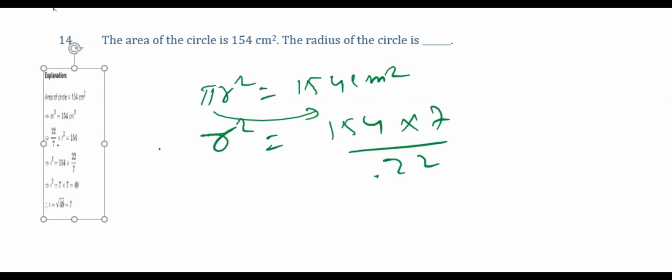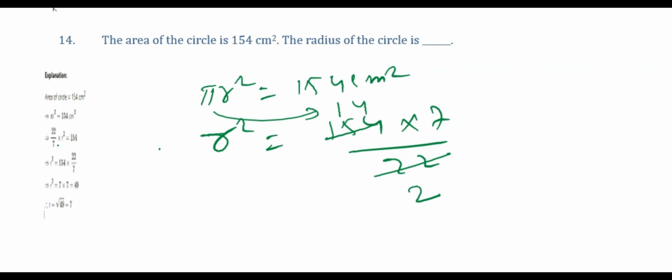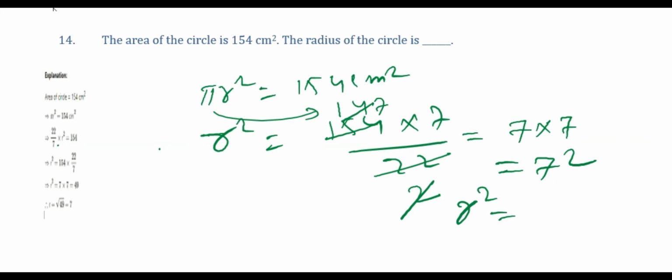Here you can write 11 twos are 22, 11 ones are 11, and 11 fours are 44, right? So again 2 cancels, 14 by 7, then 7 into 7, and then it becomes 7 square. So r square equal to 7 square. You can cancel it. We get r equal to 7. It is very easy. I hope such type of question will be asked to you.